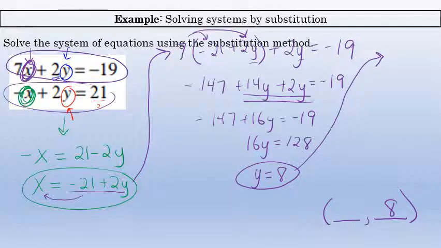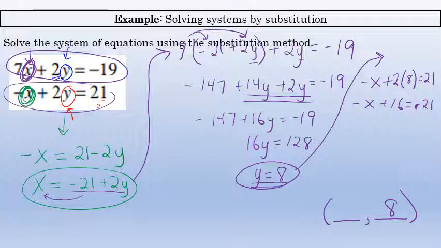I'll choose the bottom equation, -x plus 2y equals 21, because those coefficients are a bit smaller than the coefficients in the top equation. So instead of -x plus 2y equals 21, I'll write -x plus 2 times the value of y, 8, equals 21. Simplifying, the product of 2 and 8 is 16. -x plus 16 equals 21. I should not have a negative sign there.